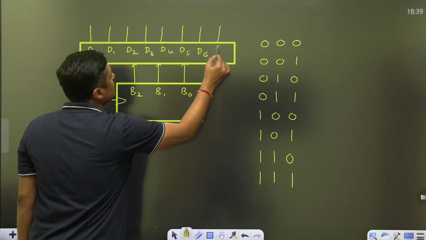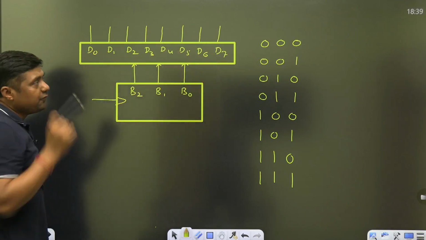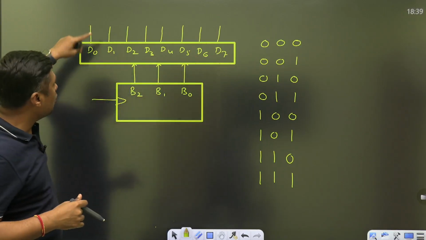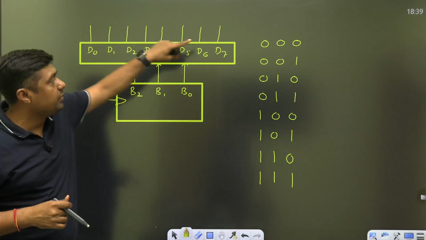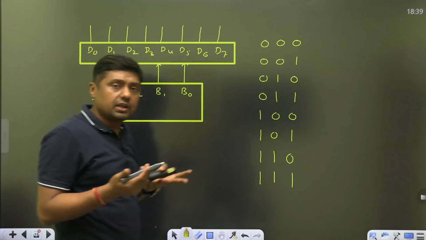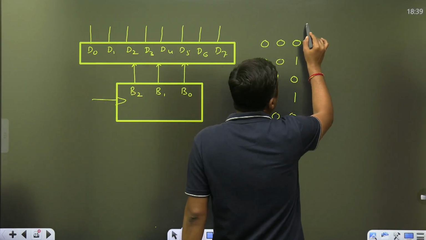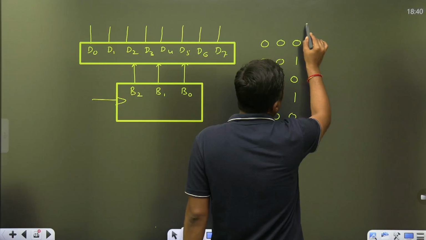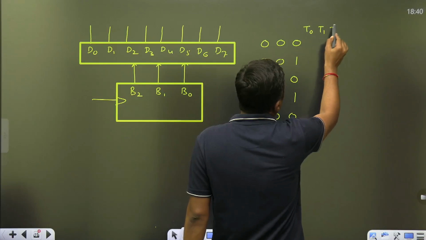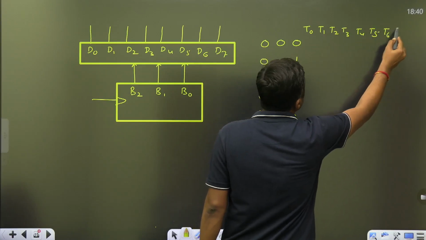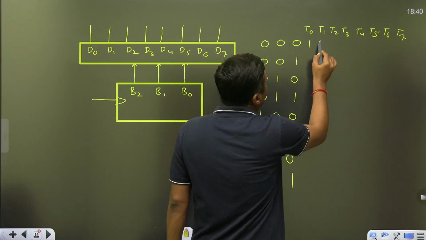Now guys, if we give 000, what will happen? The decoder will decode and D0 will become 1 and all others will become 0. So that is how we are generating the timing. You can name them T0, T1, T2, T3, T4, T5, T6, T7. One of them is 1, all others are 0.